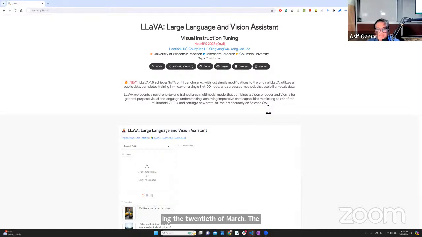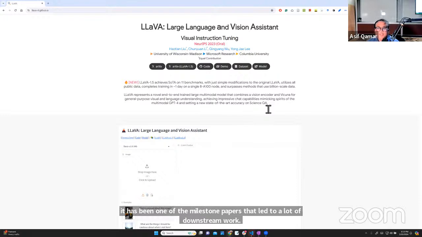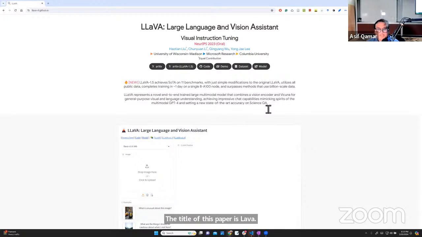The paper that we are going to read is actually a slightly older paper, and it has been one of the milestone papers that led to a lot of downstream work. The title of this paper is LLaVA, Large Language and Vision Assistant: Visual Instruction Tuning. I would focus more on the title, visual instruction tuning, and see what it means.